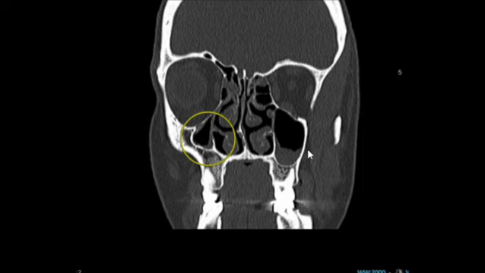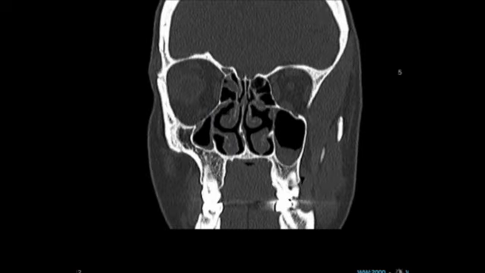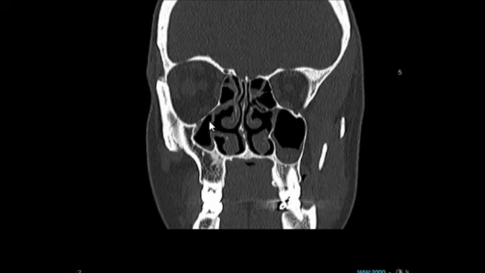Type 2 is characterized by the absence or hypoplasia of the uncinate process. So in this scan, if you can see, this can be a type 2 Bolger's classification maxillary sinus hypoplasia. I will repeat, it is characterized by absence or hypoplasia of the uncinate process. The infundibulum is ill-defined. There can be soft tissue density around the sinus. So this will be type 2.